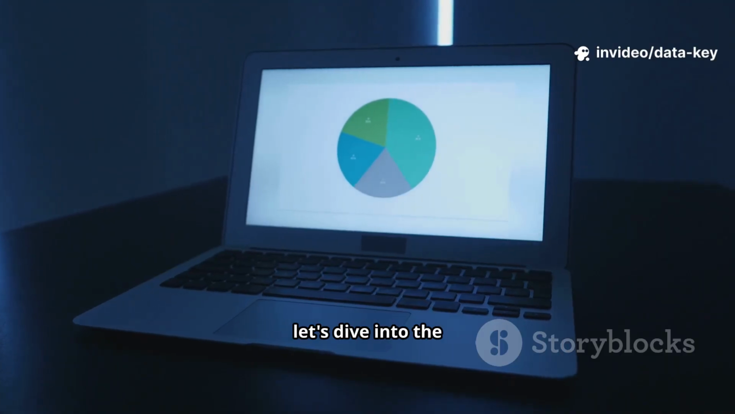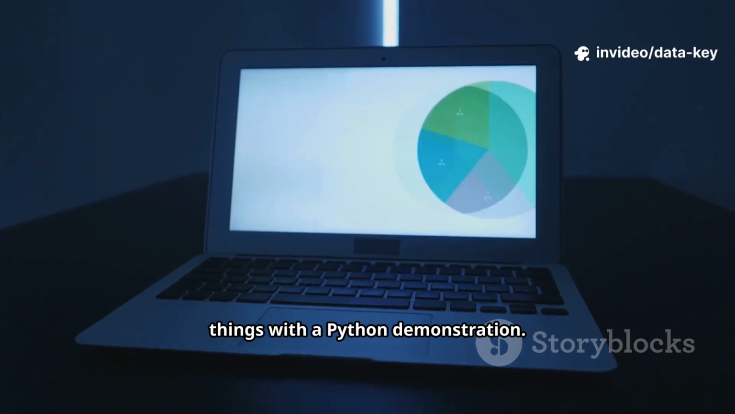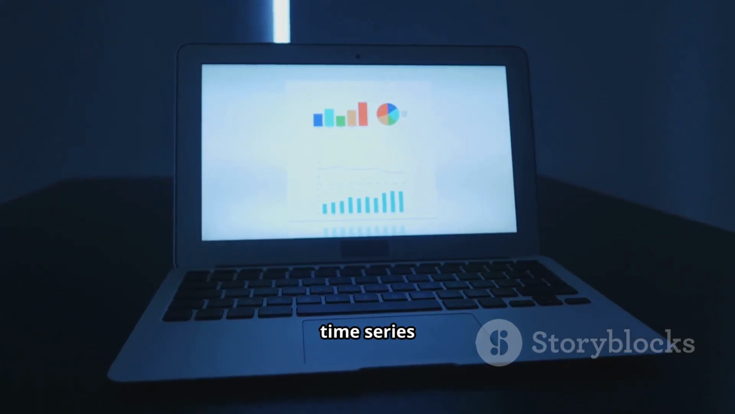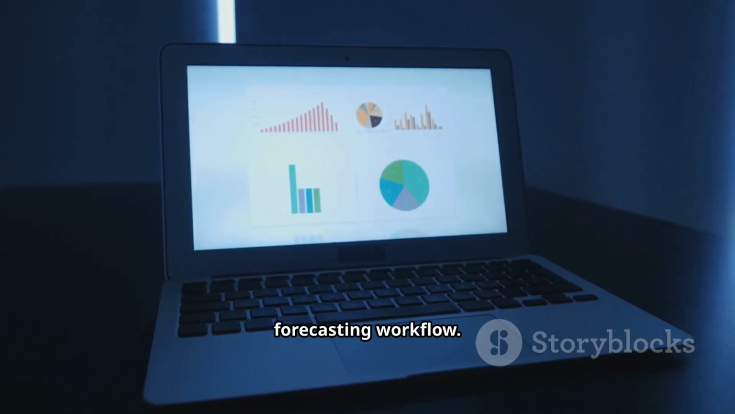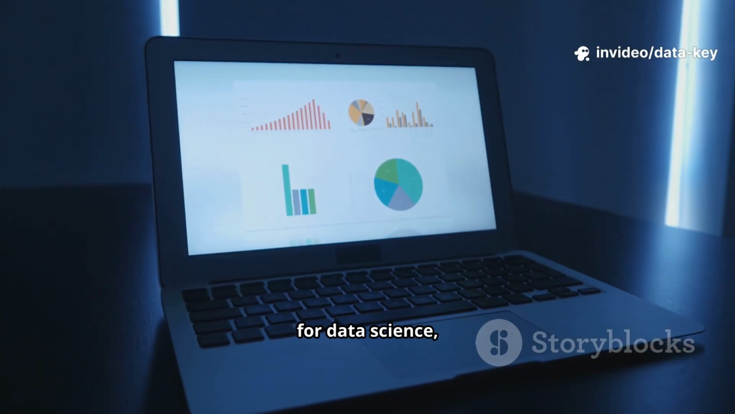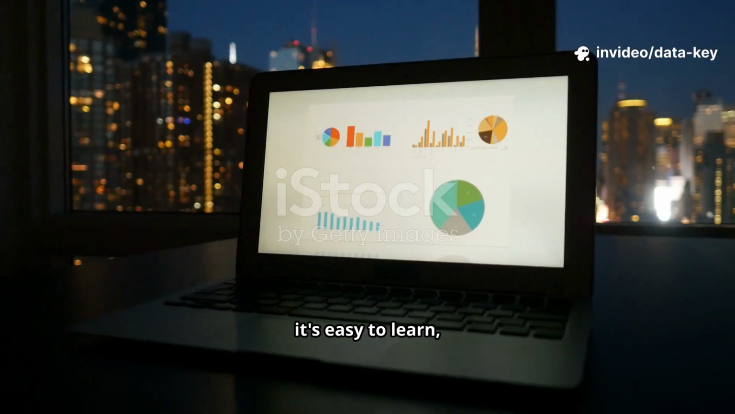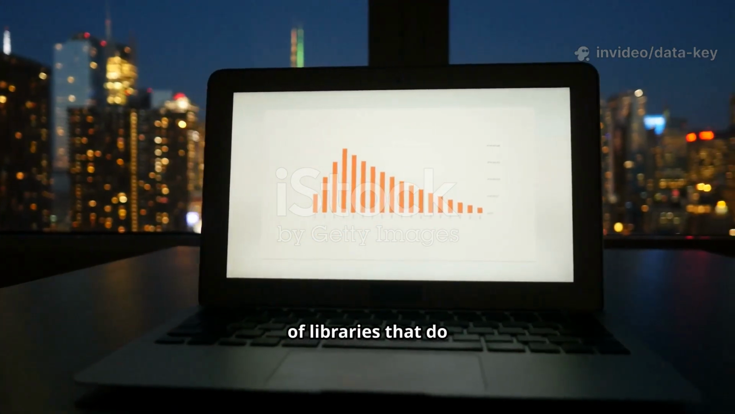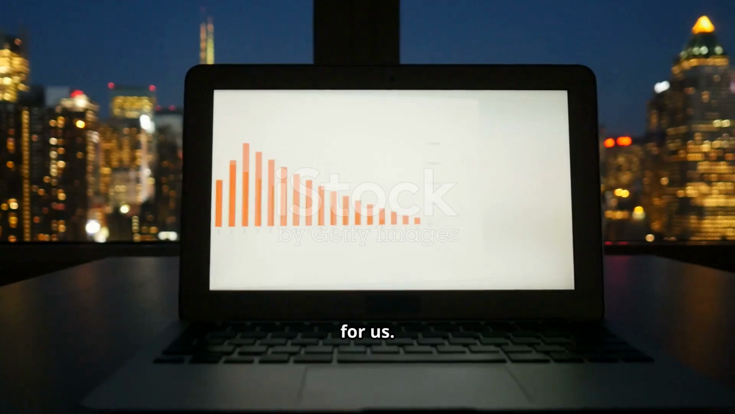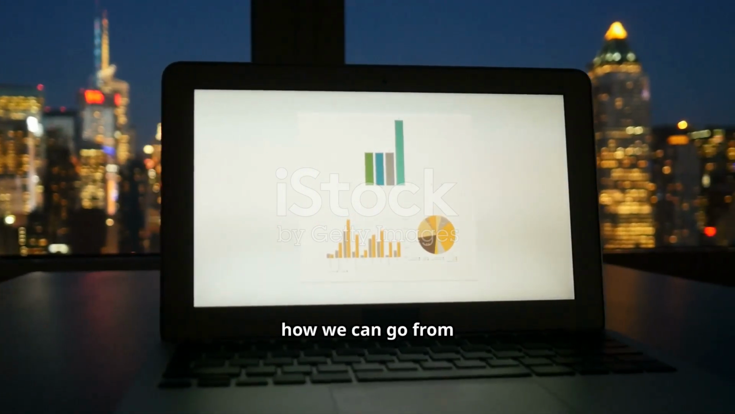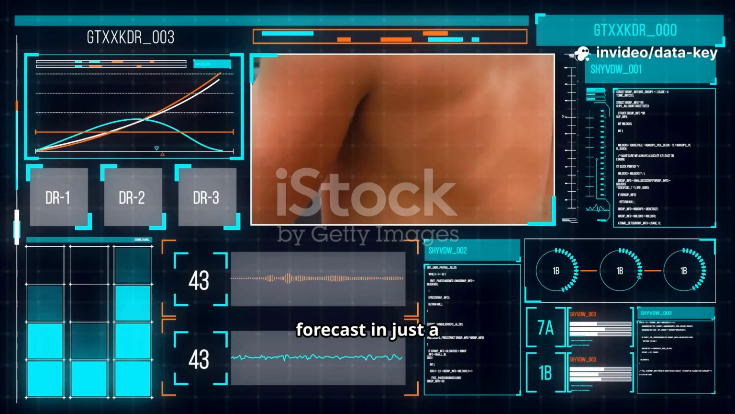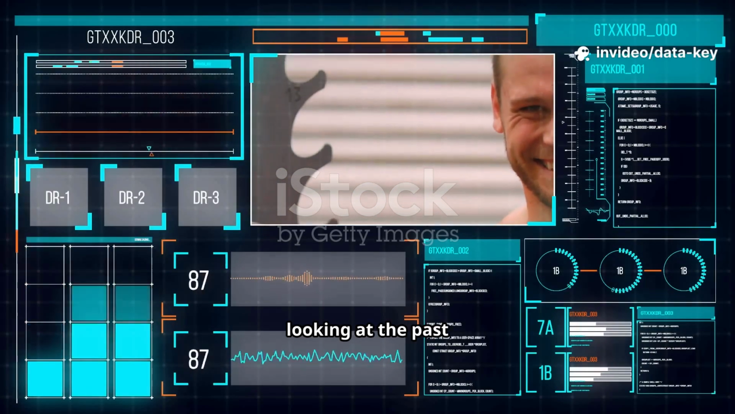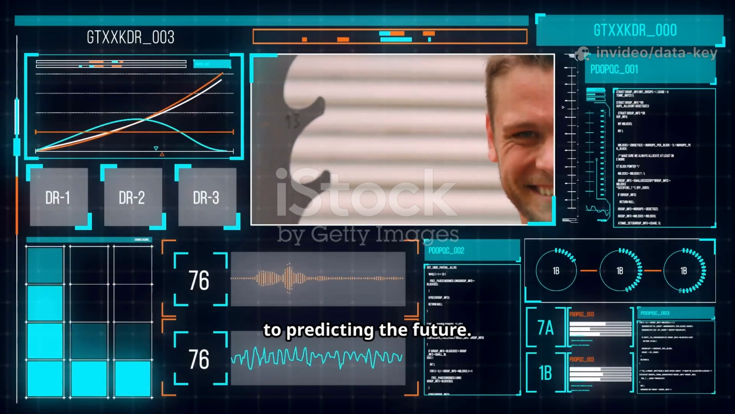Alright, let's dive into the practical side of things with a Python demonstration. We'll walk through a complete, albeit simplified, time series forecasting workflow. Python is the language of choice for data science, not just because it's easy to learn, but because of its incredible ecosystem of libraries that do the heavy lifting for us. We're about to see how we can go from raw data to a sophisticated forecast in just a few steps. Think of this as our journey from looking at the past to predicting the future.